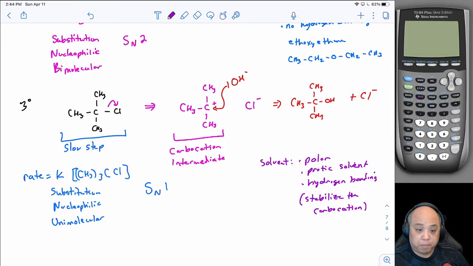And so while it provides stabilization, it doesn't actually interfere with the reaction here. In fact, it helps it by providing some stability of the ions that are present. And the fact is, the hydroxide is not involved in that first step. And so the fact that there's hydrogen bonding here doesn't actually prevent the hydroxide from attacking the species.